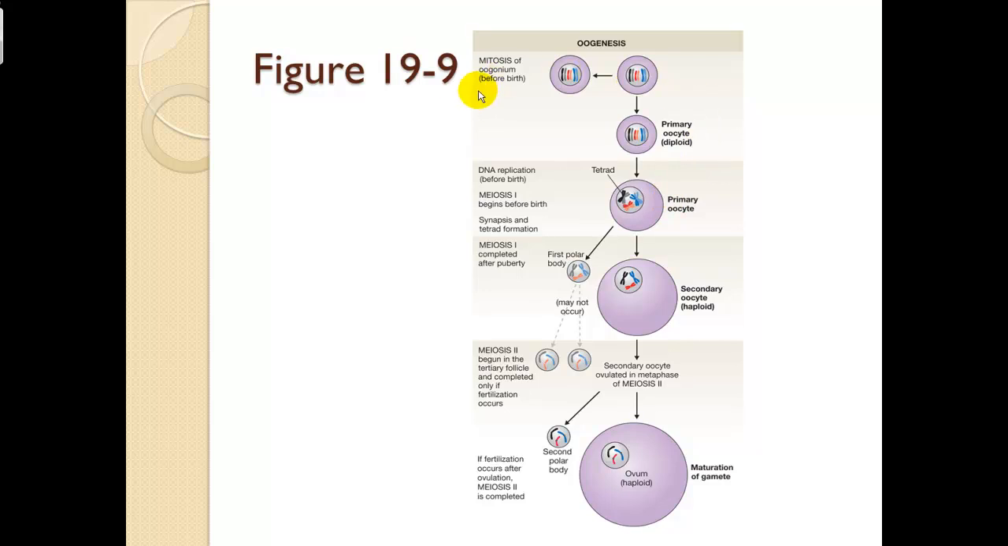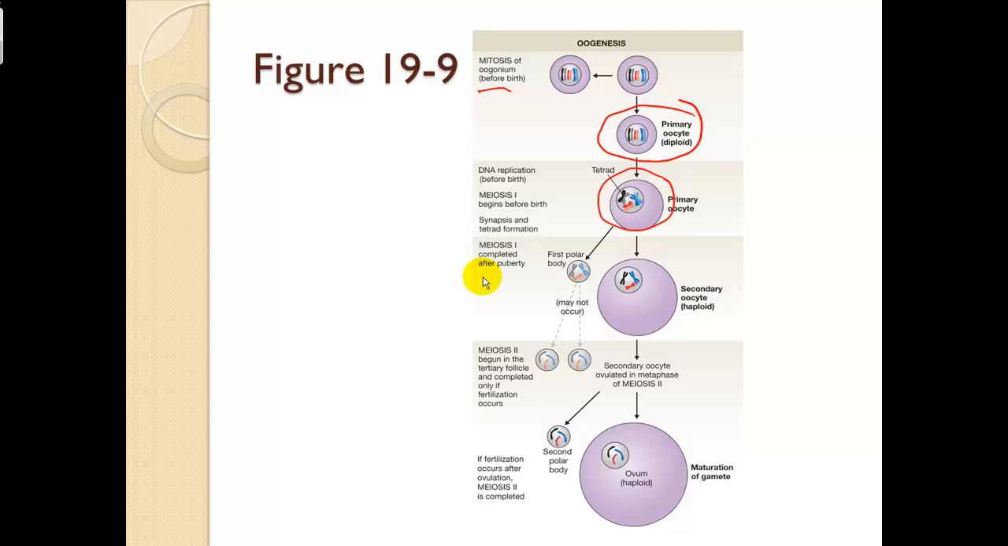this is before birth, and we start to develop our primary oocytes, and these are diploid. These don't have half. This is ready to divide again. DNA replication occurs before birth. Meiosis I begins before birth, with synapsis and tetrad formation, and this is the primary oocyte ready to go.